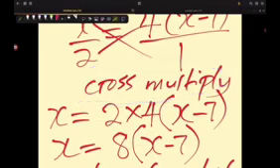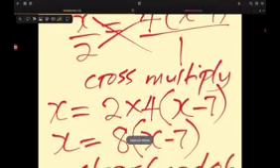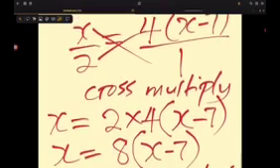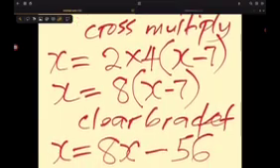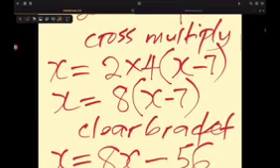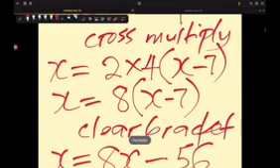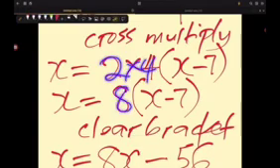If you cross multiply what we have here, x times 1 will give us x, while you will say 2 times 4 into bracket of x minus 7. So we just say 2 times 4 to give us 8. Then we bring down what we have here. I've brought it down. We clear brackets.